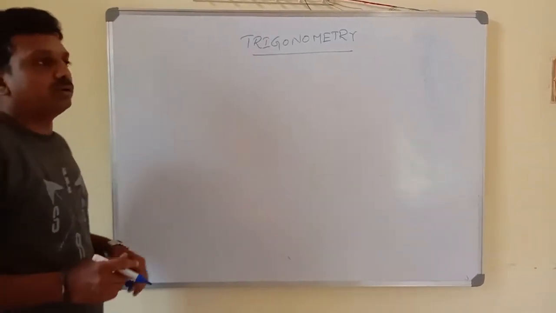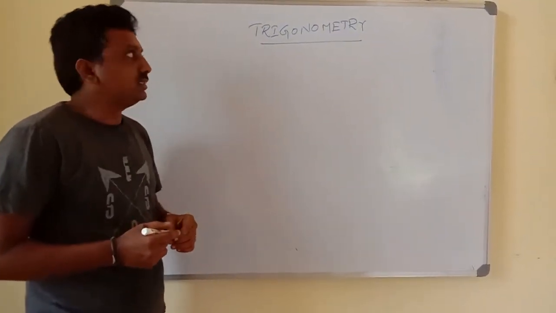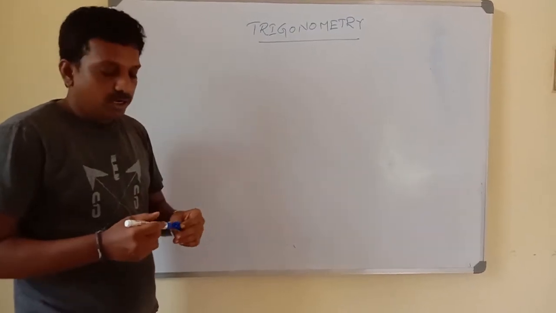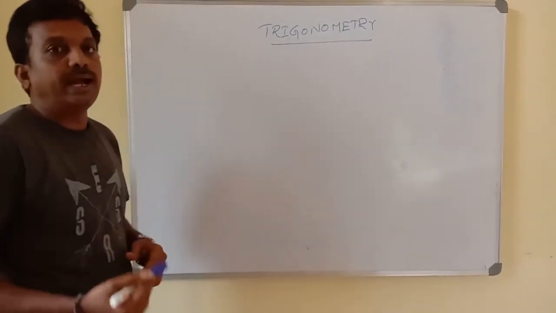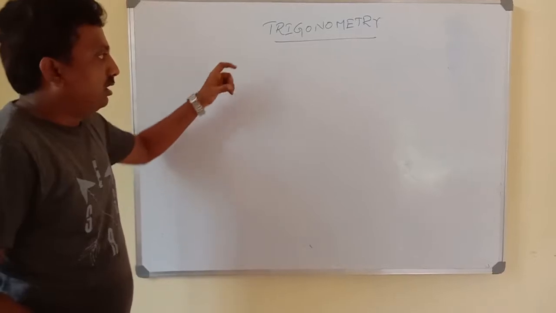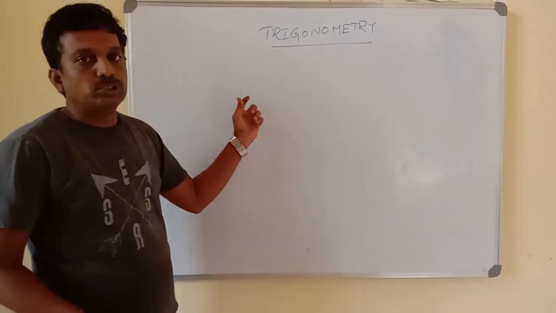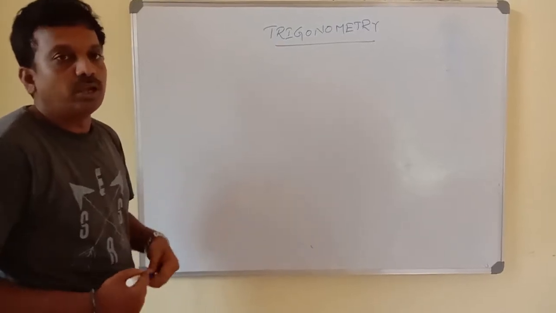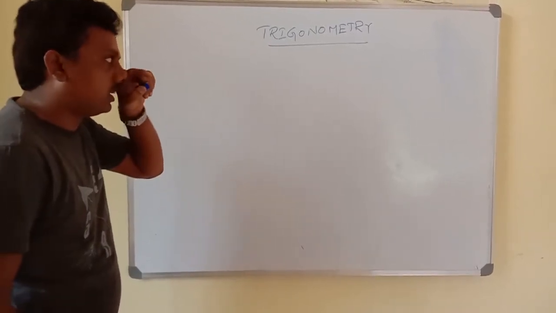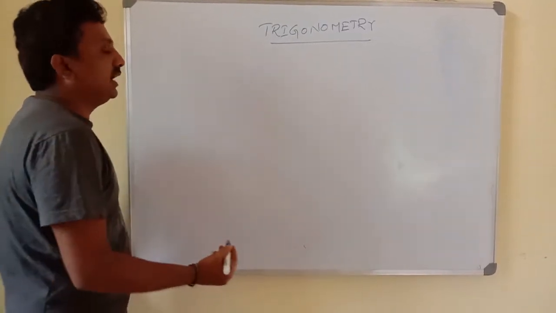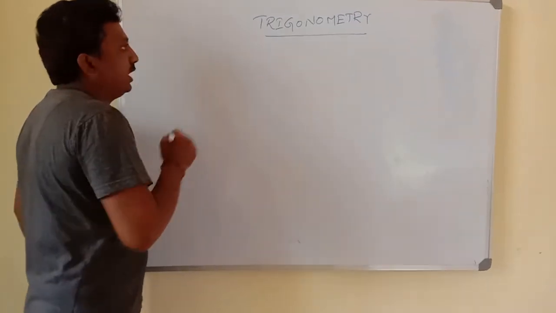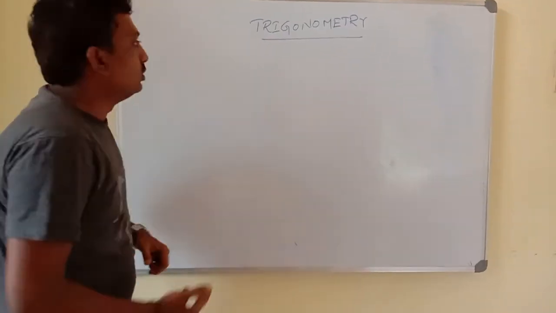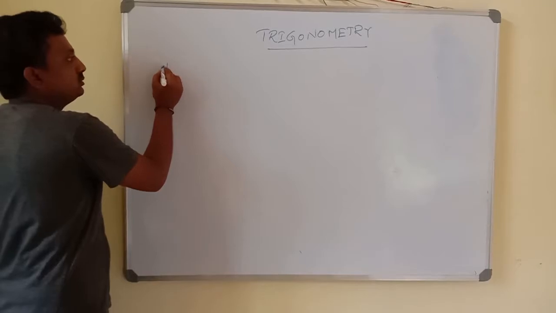So, today, friends, we are discussing trigonometry. Already you know the basic things: what is the angle, what is the hypotenuse, what is the opposite side to theta, and the adjacent side to theta in a right angle triangle. Okay, already you know the right angle triangle. So today we will go directly to trigonometric ratios.